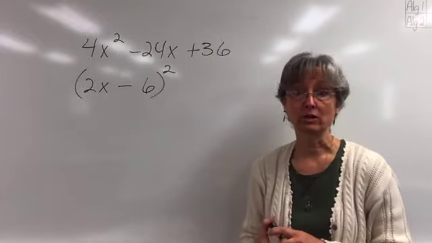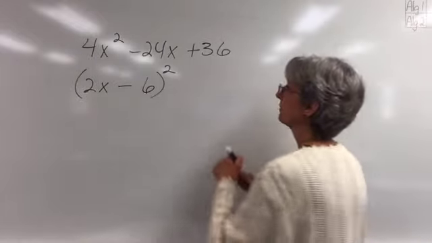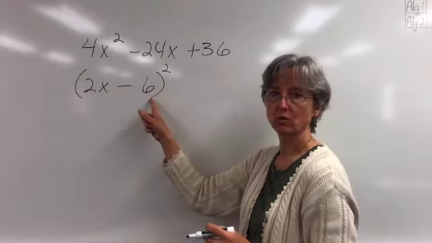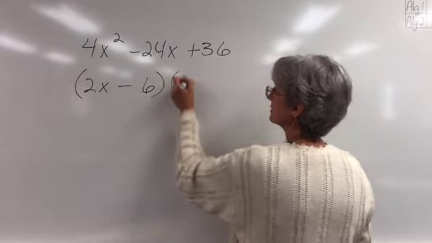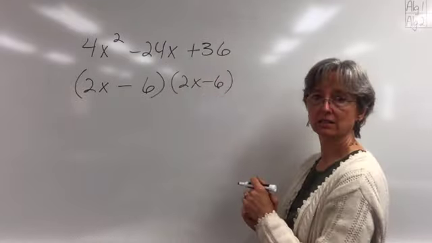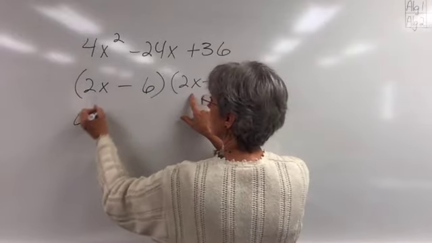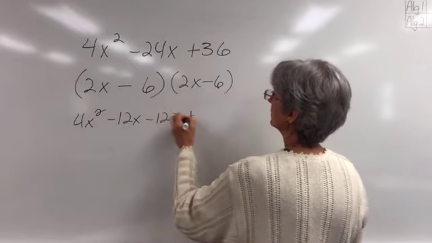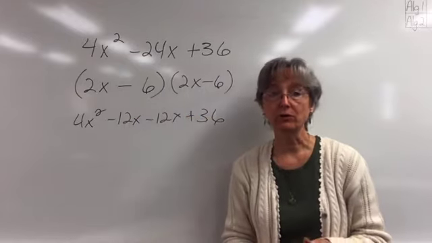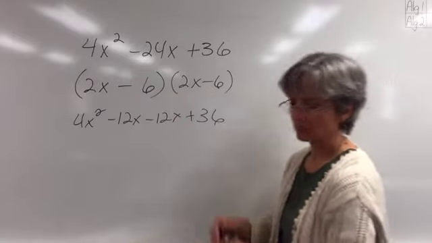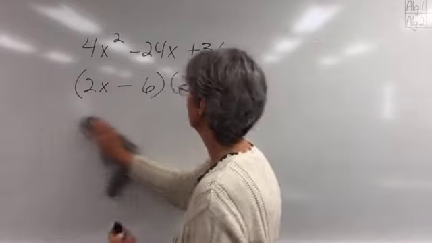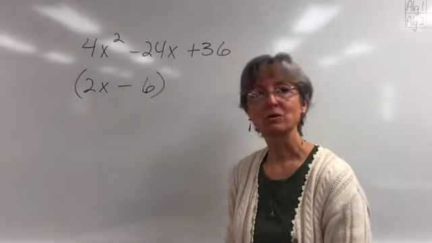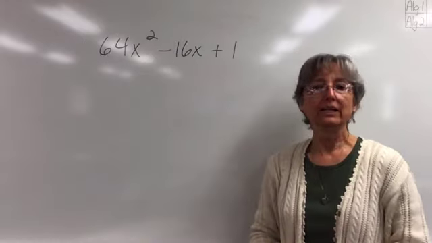And it works. How can you check? FOIL. So if I FOIL this, by the way, this does not mean 2x squared minus 6 squared. It means 2x minus 6 times 2x minus 6. So when I FOIL, I get 4x squared minus 12x minus 12x plus 36, and sure enough, it's a perfect square trinomial. Notice when I said you could factor out a 4, this can be divided by 2, but still, it's a perfect square.